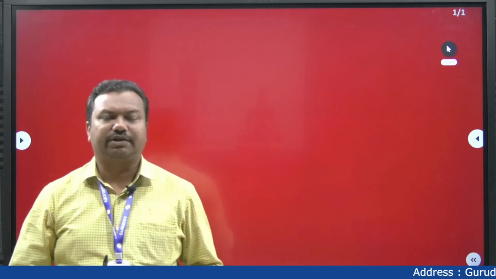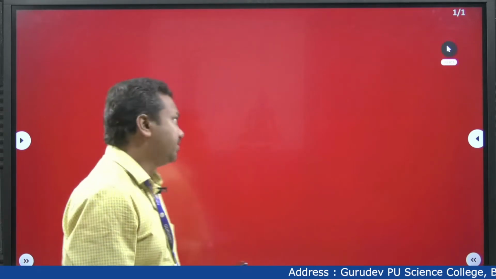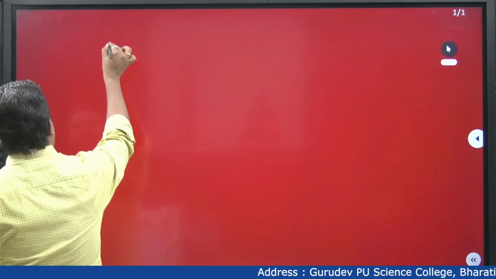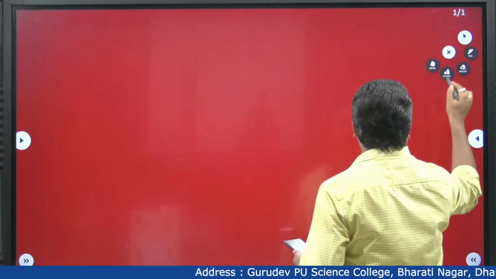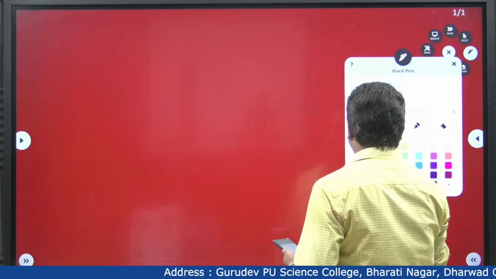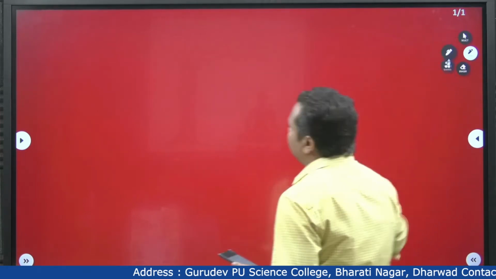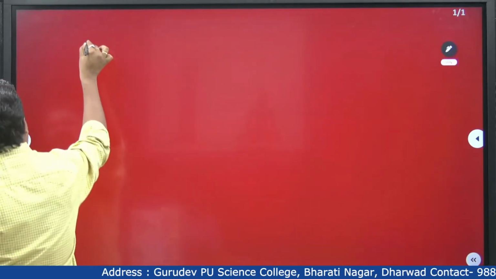In today's session, we will be discussing a model question paper of mathematics from a different district. So let's begin with the questions. The first question is on finding whether the given relation is a symmetric relation or not.